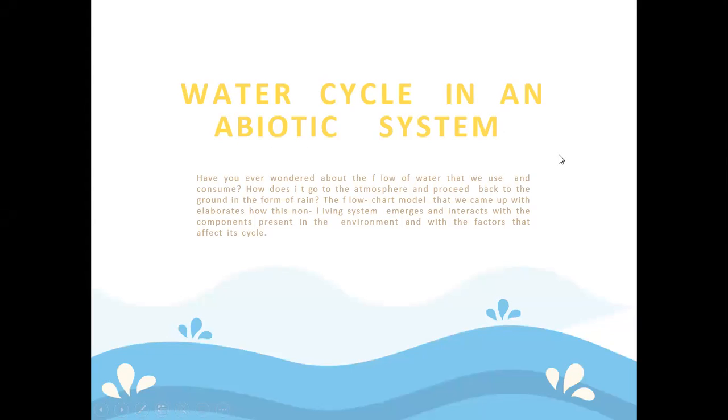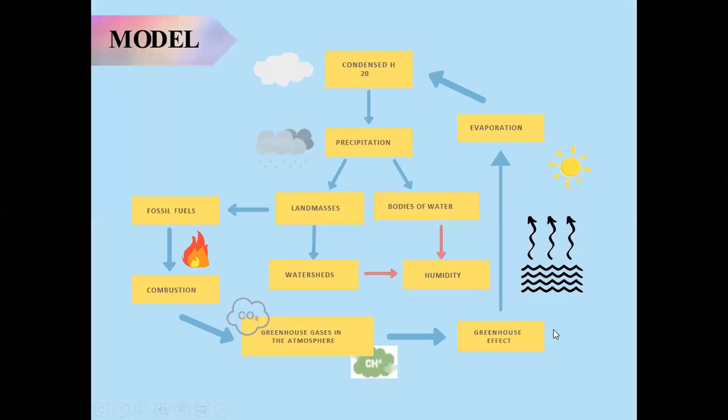Have you ever wondered about the flow of water that we can consume? How does it go to the atmosphere and proceed back to the ground in the form of rain? The flowchart model that we came up with elaborates how this non-living system emerges and interacts with the components present in the environment and with the factors that affect its cycle.